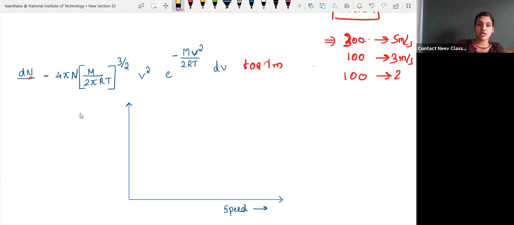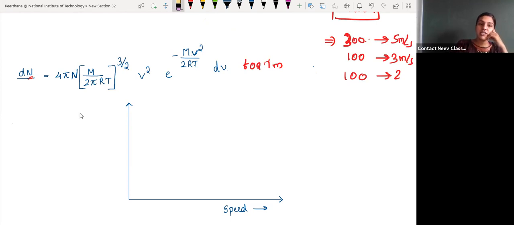Actually, I studied this equation in terms of c. You can find the velocity or speed in different forms: u, v, c. In most standard texts, you can find it in terms of c. It is 4 pi N, (M by 2 pi RT) raised to 3 by 2, c square, e raised to minus M c square by 2 RT, into dc. It doesn't matter whether we express it in v or in c, both are speeds. They are just changing the letter used to represent the speed.